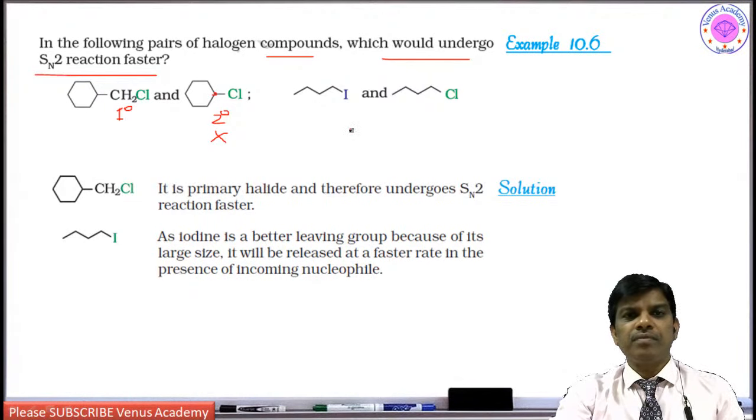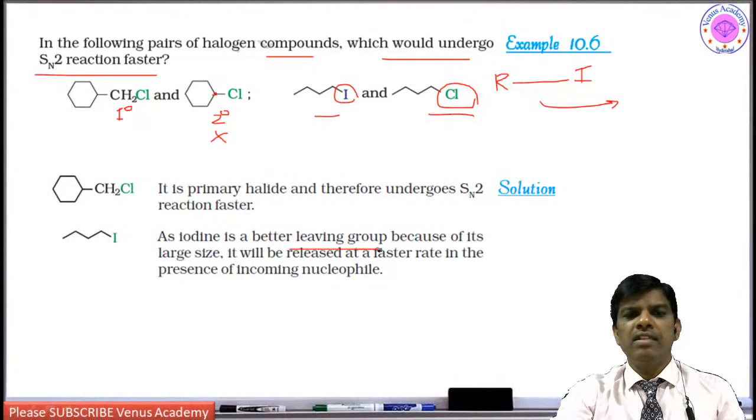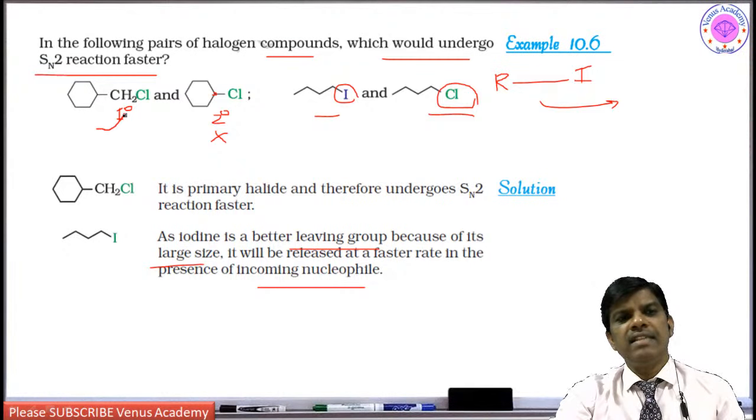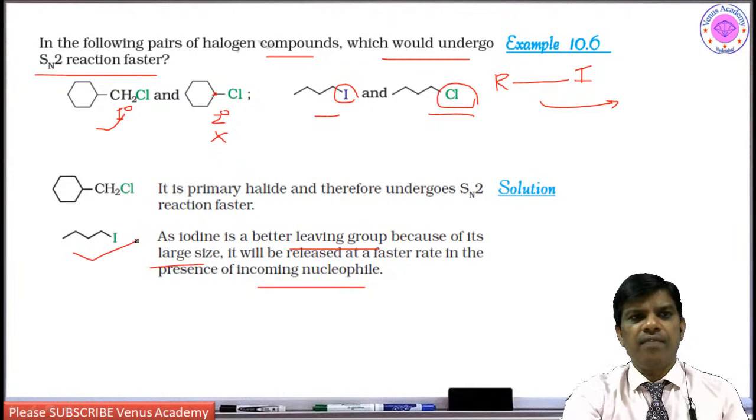So when it comes to alkyl iodide and alkyl chloride, which is going to lose iodine or chlorine easily? Yesterday I explained that the bond length of the carbon-iodine bond is more than that of carbon-chlorine. So the iodide easily goes off, and iodine is a better leaving group because the bond length is very high compared to chlorine. Because of its large size, it will be released at a faster rate in the presence of an incoming nucleophile. Right, students? So the iodide compound undergoes the SN2 reaction faster.